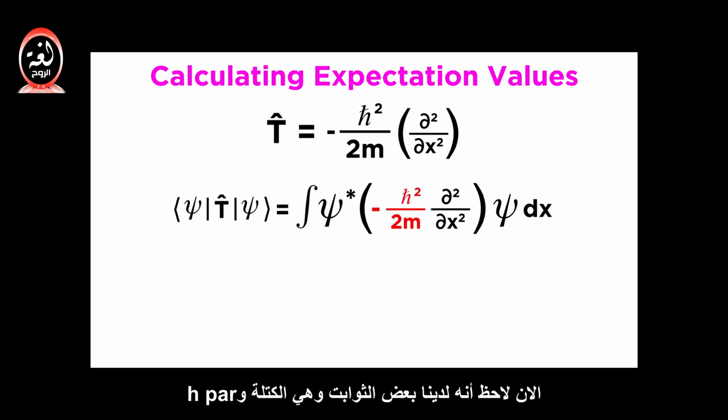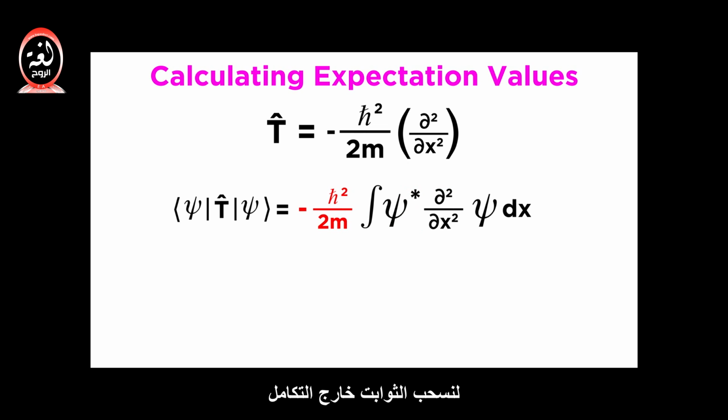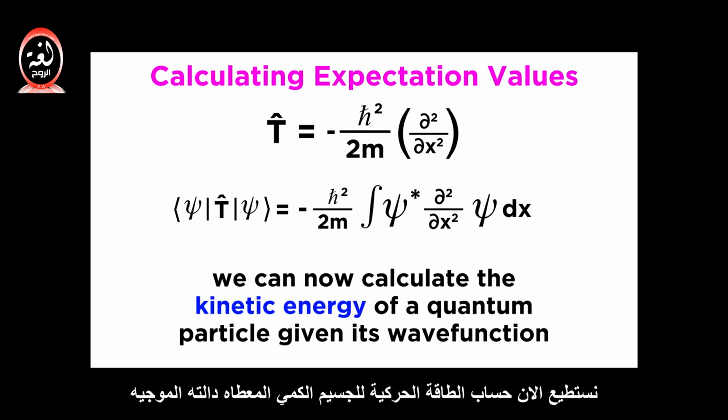Now recognize that we have some constants with h bar and mass, so let's pull all of this out of the integral. That leaves psi star times the second derivative of psi with respect to x dx. So we can now calculate the kinetic energy of a quantum particle given its wave function.